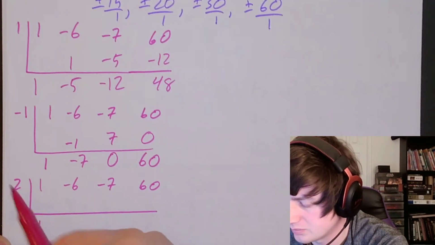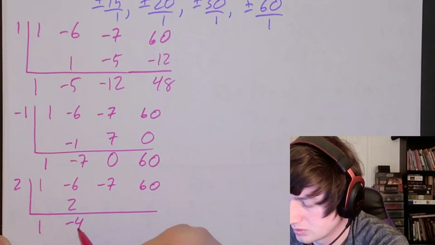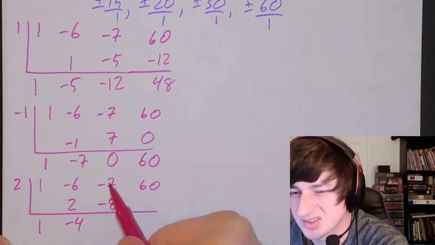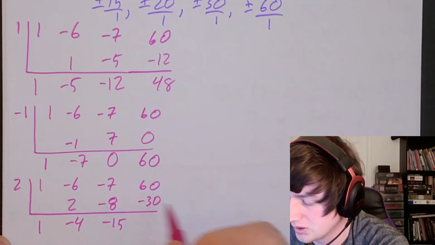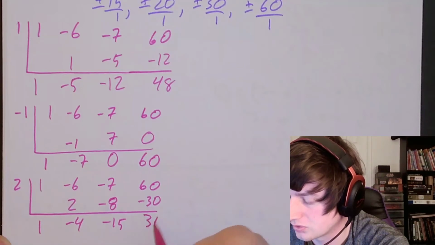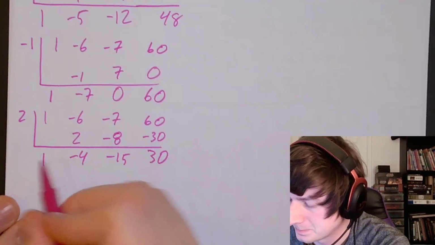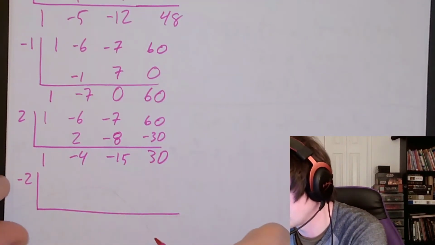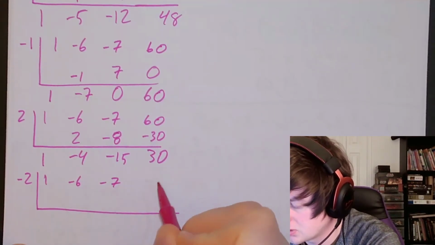1 times 2, negative 4 times 2 is negative 8. This gives us a negative 15 times 2 is a negative 30, and that gives us a 30. It's not 0 either. One, negative 6, negative 7, and 60.